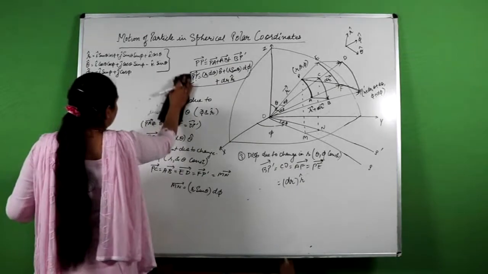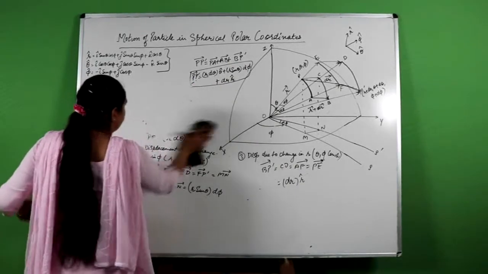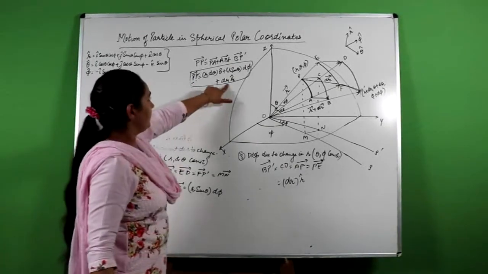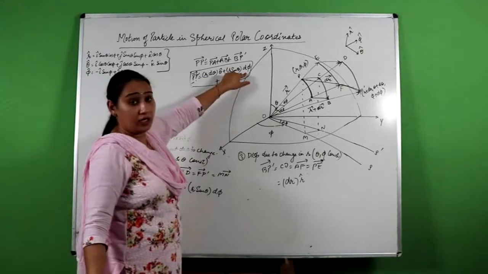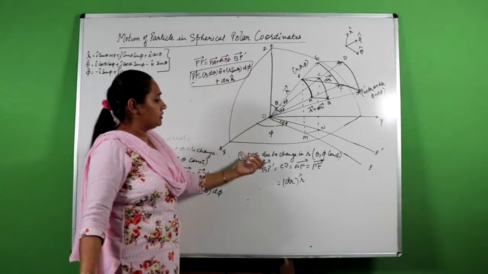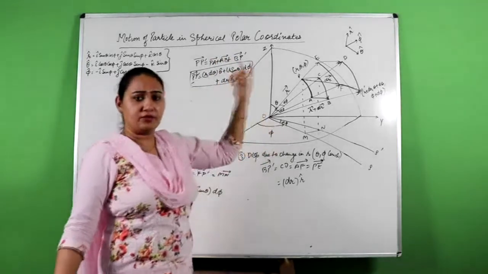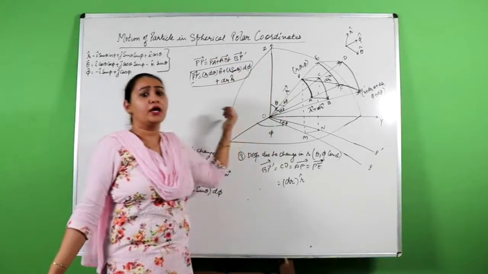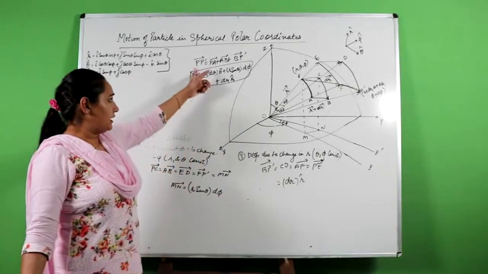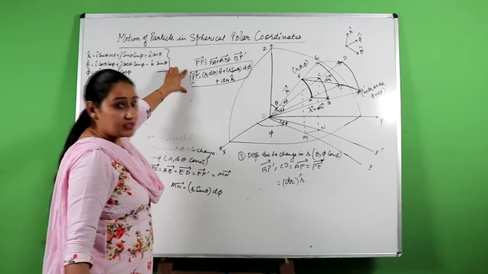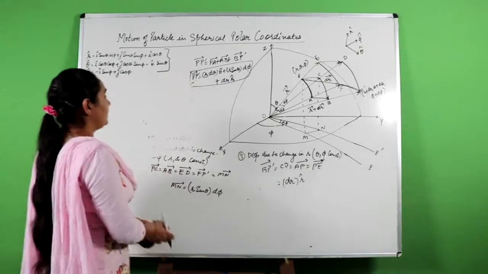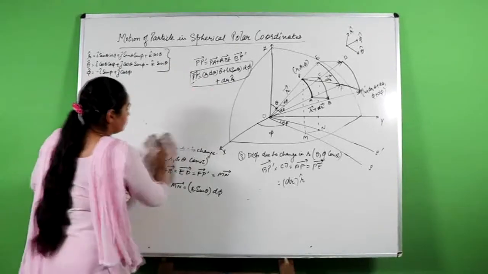So displacement is my dr r cap, r d theta theta cap, r sine theta d phi. Initially we calculate with respect to rho and then we put the value of rho and we ultimately got r sine theta. So I have directly written r sine theta d phi. So this is my displacement.